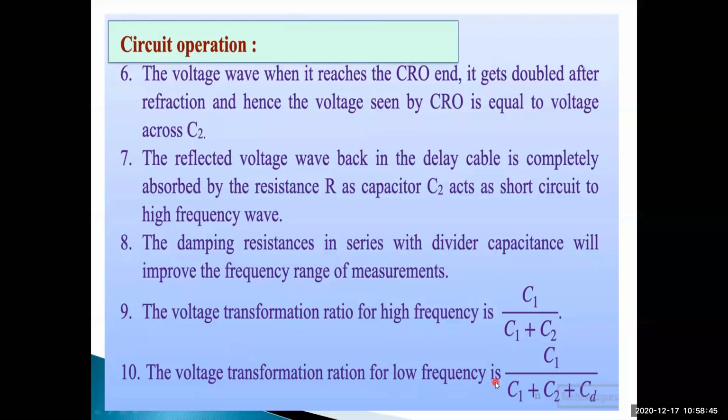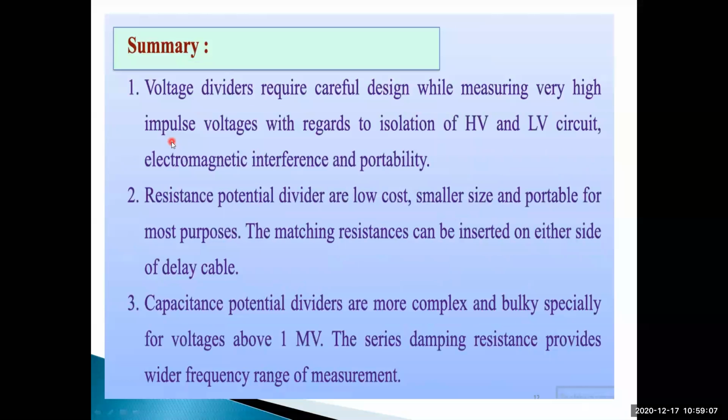and the voltage transformation ratio for low frequencies is C1 by C1 plus C2 plus CD. The capacitance of the delay cable also we have to include for low frequency. The voltage transformation ratio for low frequency is nothing but C1 by C1 plus C2 plus CD. But for high frequency, it is C1 by C1 plus C2. Only this. And in summary, this is the concept today.